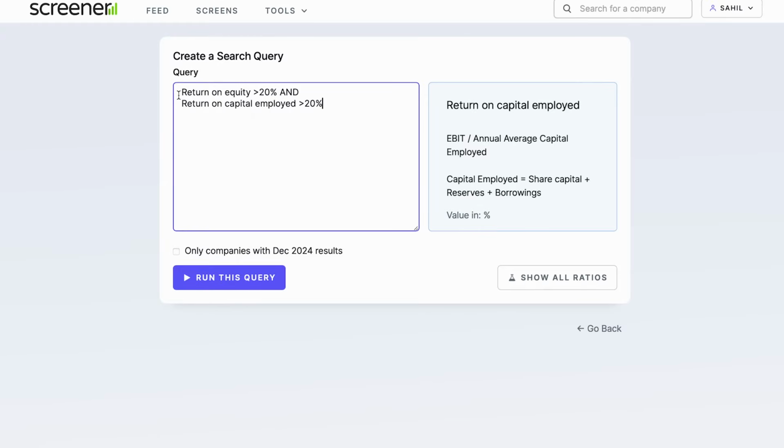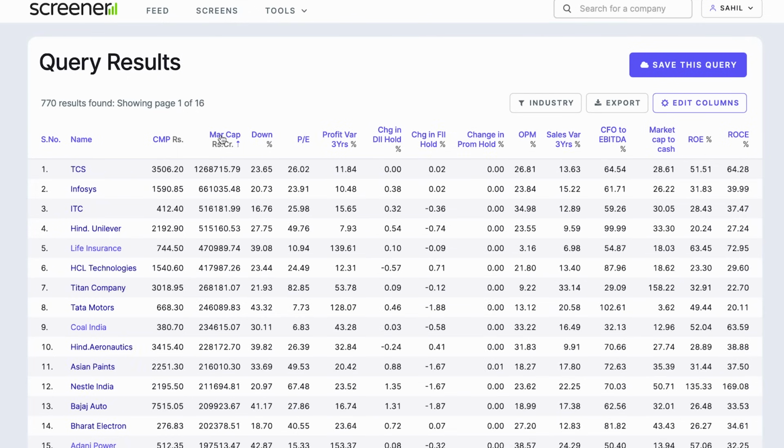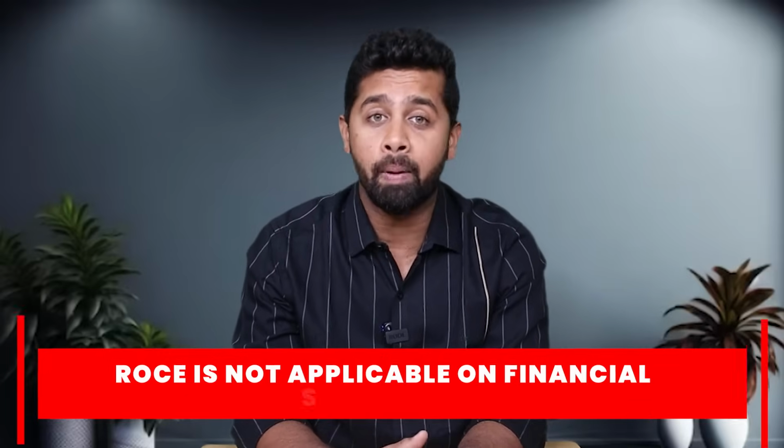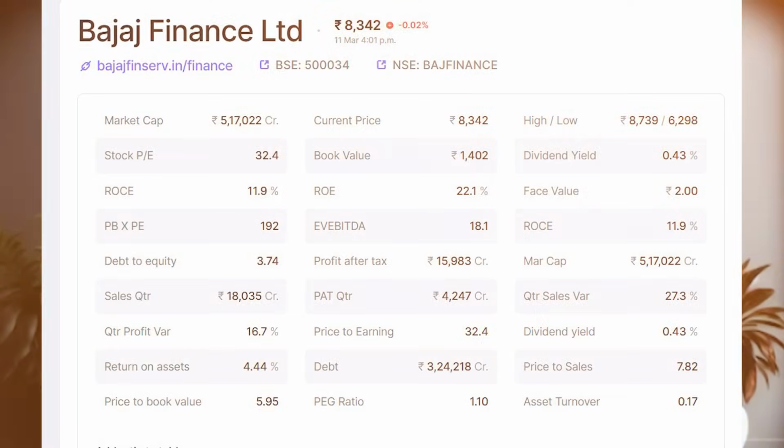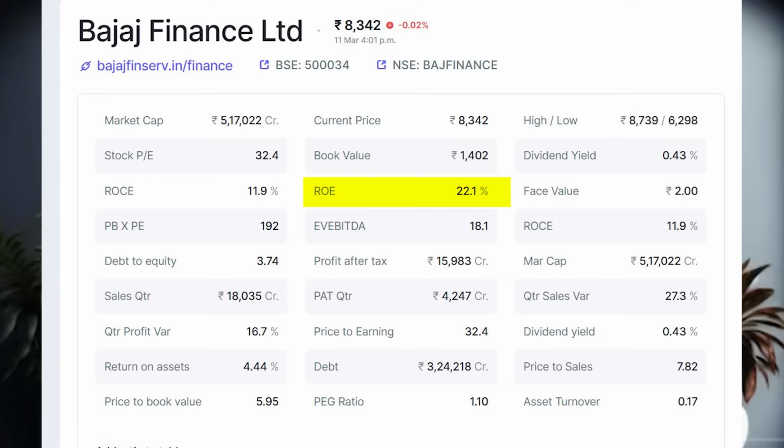To identify highly profitable companies, just put the query of ROE and ROCE greater than 20% and you will get the list of some amazing businesses. Again, this query will filter out banks and financial companies as ROCE is not applicable on them. You should look at ROE for banks, and anything above 15% is a good ROE for banks. For example, Bajaj Finance is an NBFC with a fantastic ROE of about 20%. No wonder it always commands a premium valuation. So as a rule, avoid companies with ROE and ROCE below 15%, with exceptions for banking and financial sector and some great companies.